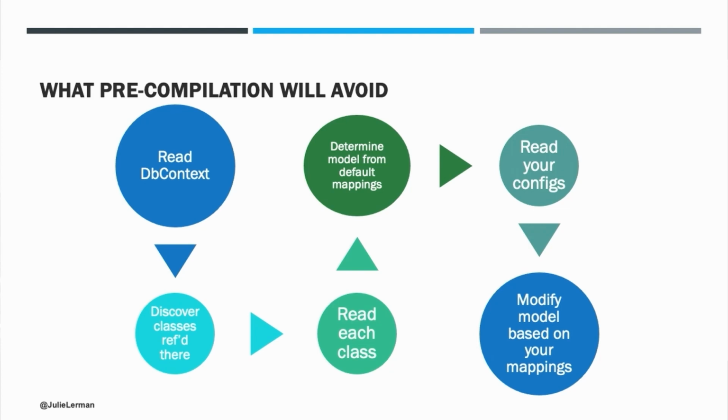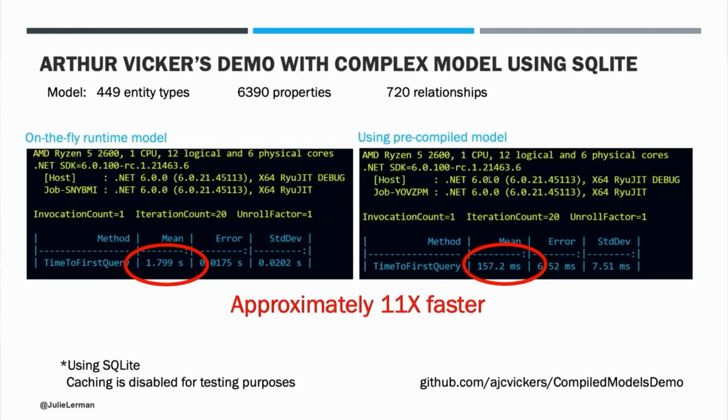Then it looks at all of your configurations, whether they're Fluent API mappings or data annotations, and applies all of those to the model. And then that's what it creates. So it's actually a lot of work. And if you've got a big model, it's a lot of work.